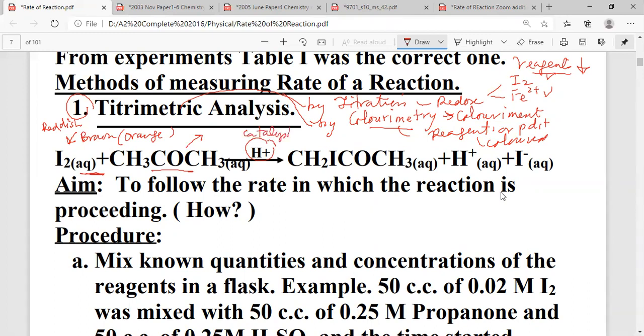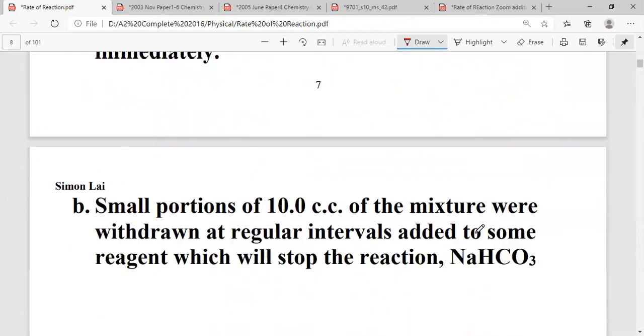This reaction will not go on unless you put a catalyst. Otherwise, it's very slow. So how do you follow the rate? We follow the rate by determining the concentration of iodine. Because why? Iodine can be titrated. See, iodine can be titrated.